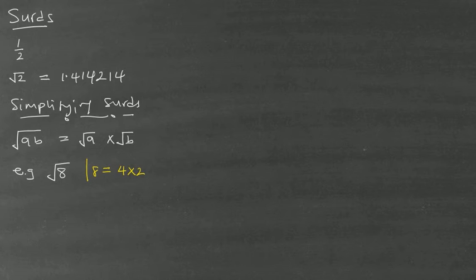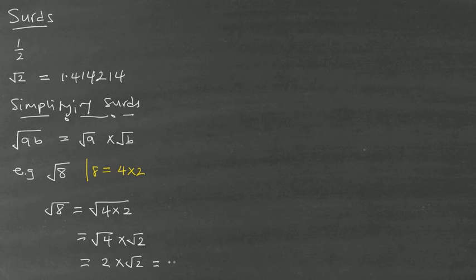So I can now say that the square root of 8 is the same as the square root of 4 times 2, just substituting 8 with this. Now using this rule here, we can separate this to give us the square root of 4 times the square root of 2. And what is the square root of 4? It is 2, times root 2, which we can write as 2 root 2. That is how we can simplify these surds.